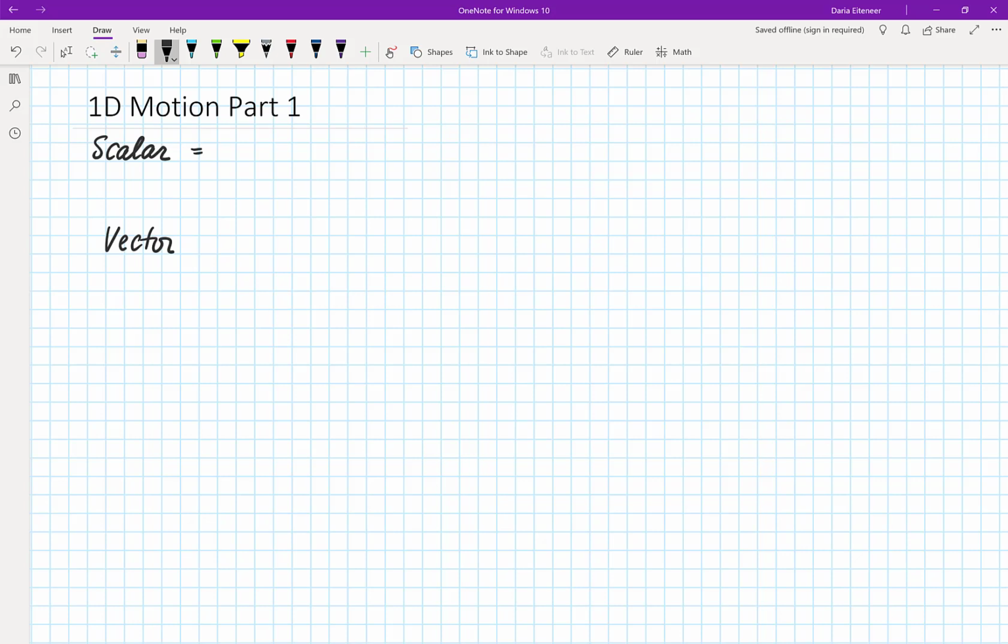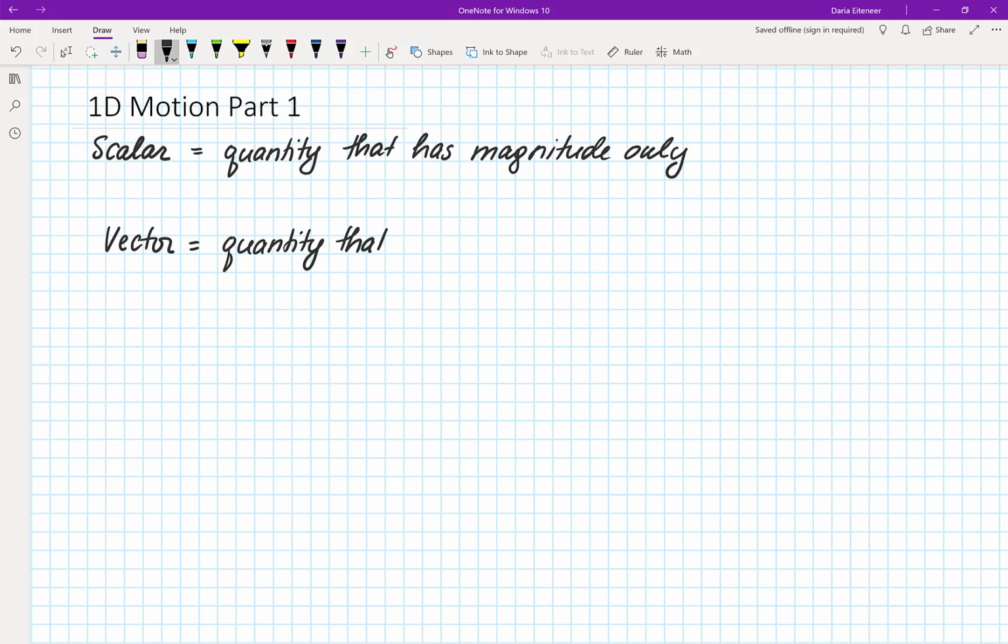A scalar is a quantity that has magnitude only, as opposed to a vector, which is a quantity that has magnitude and direction.